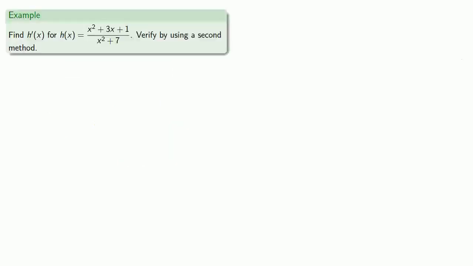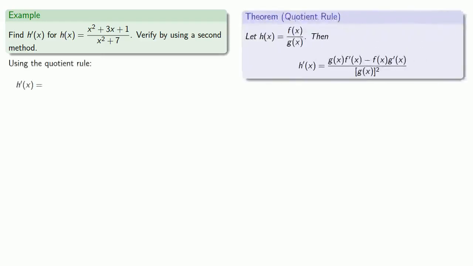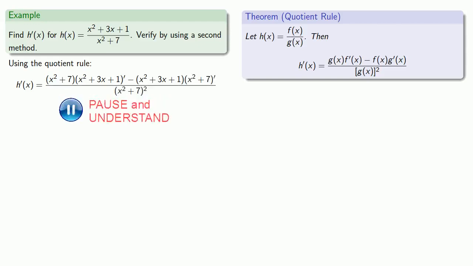So let's find the derivative of x squared plus 3x plus 1 over x squared plus 7. And since it's on the internet, we may want to verify it. So we will invoke our quotient rule, and we'll write it down: denominator times derivative of numerator minus numerator times derivative of denominator, all over denominator squared. And now we need to find the derivative of x squared plus 3x plus 1 and x squared plus 7. And we get our derivative.